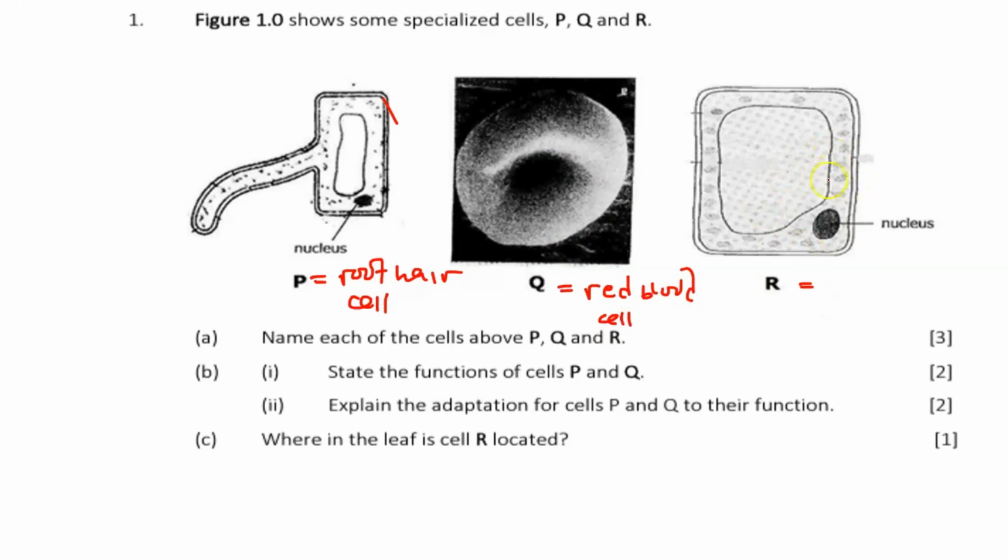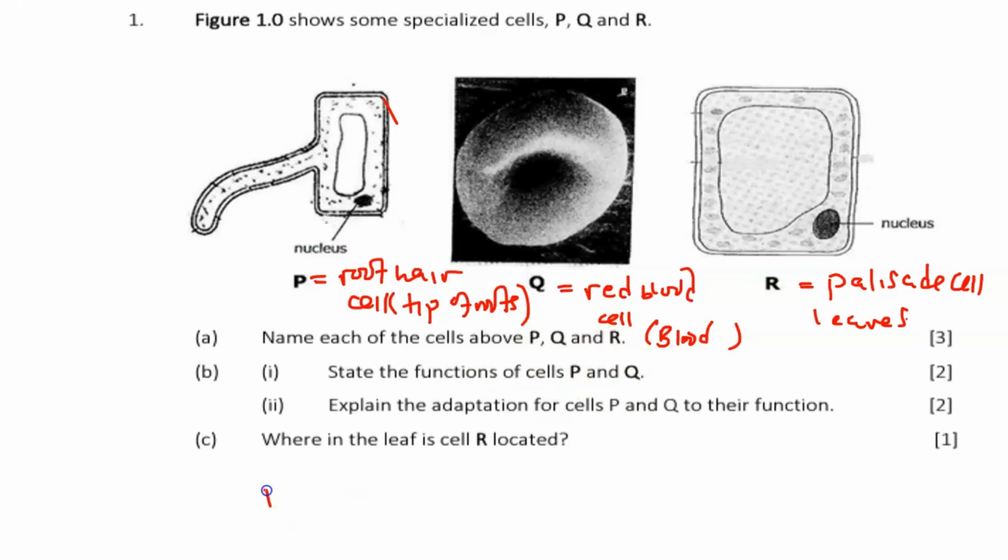Then what about this one? It's a typical plant cell. This is called the palisade cell. This one is found in the leaves, and some green parts of the plant. Then this one is found at the tip of the roots. That is where you find these parts. Okay. State the function of P and Q. What is the function of P and Q?